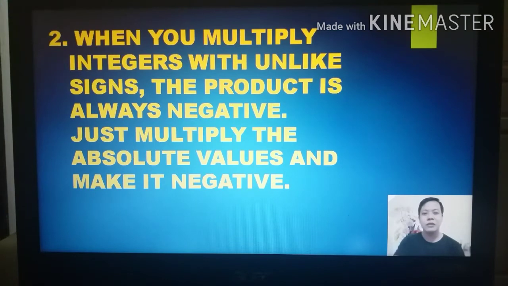Second, when you multiply integers with unlike signs, the product is always negative. Just multiply the absolute values and make it negative.